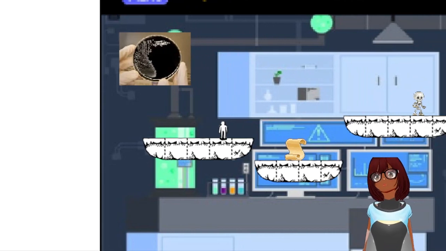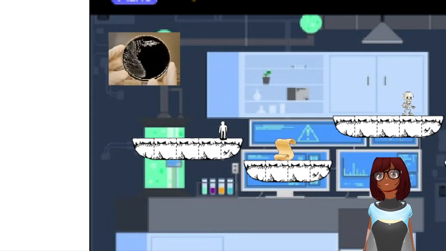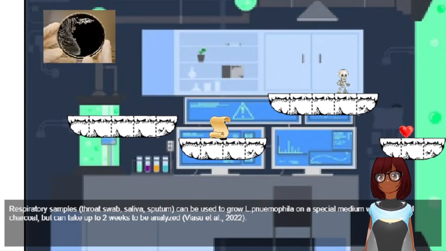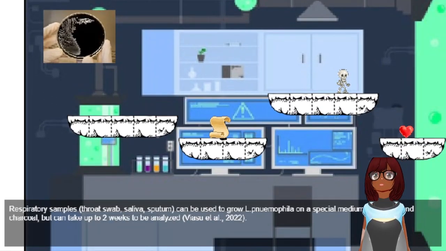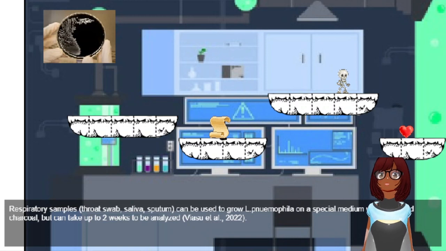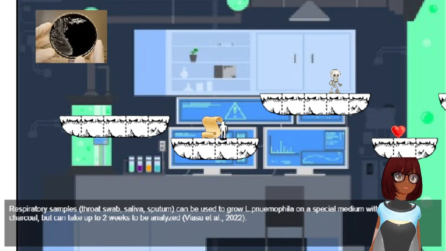Above, we have a medium of yeast and dark activated charcoal that is used to grow Legionella pneumophila. Respiratory samples from either the throat, saliva, or sputum can be used to grow Legionella pneumophila on a special medium containing yeast and charcoal, but can take up to 2 weeks to be analyzed.